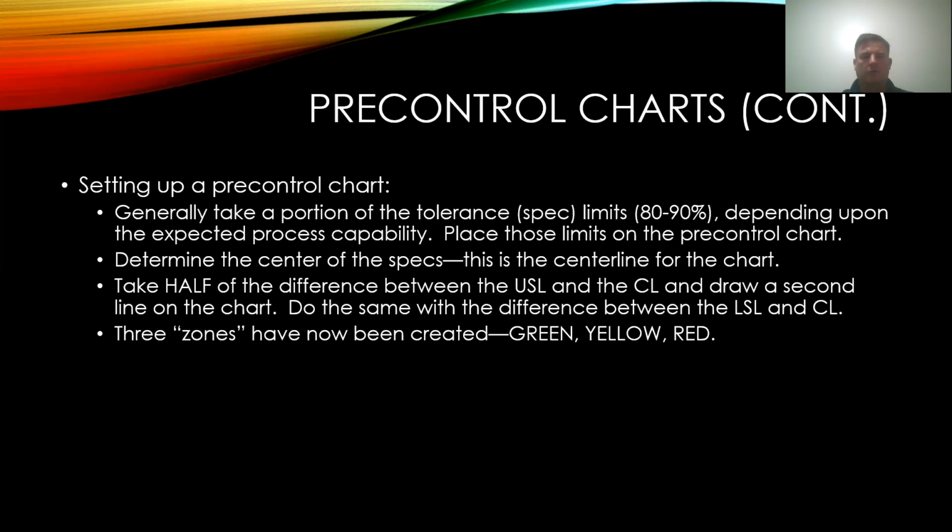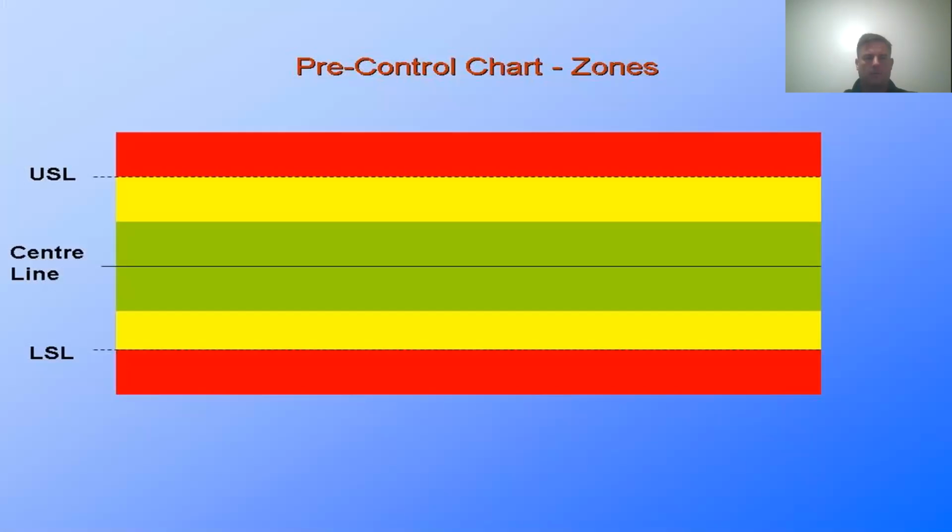So now you have 3 zones which you have created. Your green is going to be either side of the center line, halfway up to the spec limits. Then yellow, and then red is on the other side of both of the spec limits. If it's way too high, out of the spec limit, it's going to be red, and the same if it's too low. So this is what it ultimately looks like. Here you have your center line, right in the middle of the green. From the center line to the upper spec limit, 50% of that is green and 50% of that is yellow.